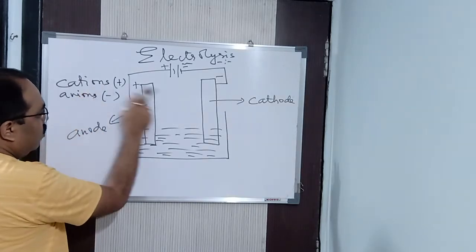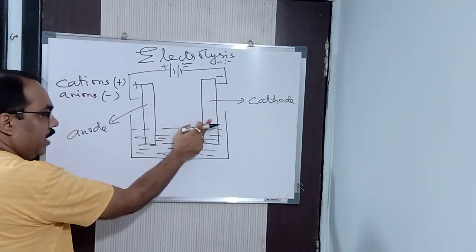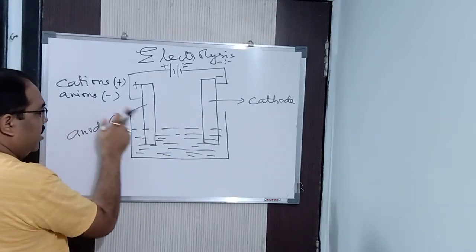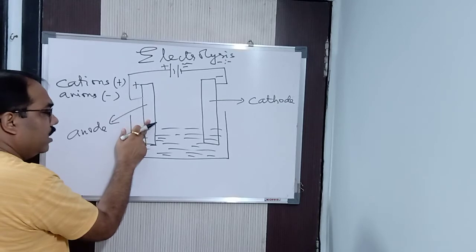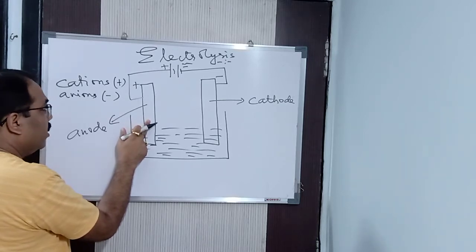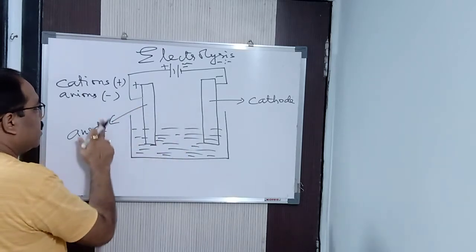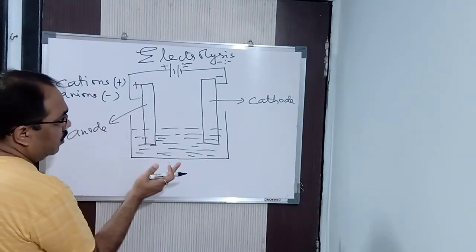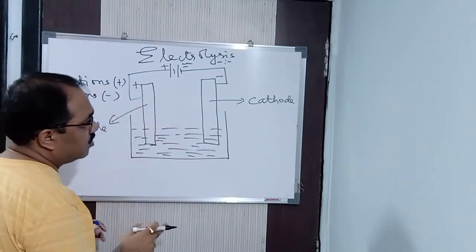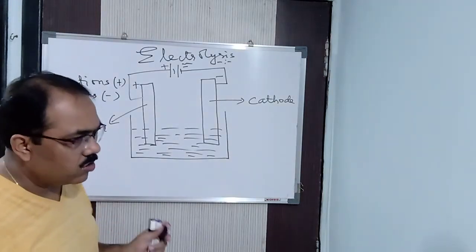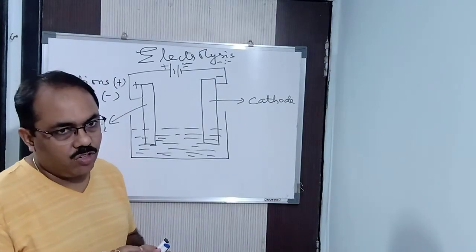So cations will migrate toward the cathode and get deposited there. Anions, which are negatively charged, will migrate towards the anode and get deposited there. So remember it, cations are positive so they go to the cathode, anions are negative so they go to the anode. In this way the electrolytic process is completed. This is basically known as electrolysis. I think you got an idea.